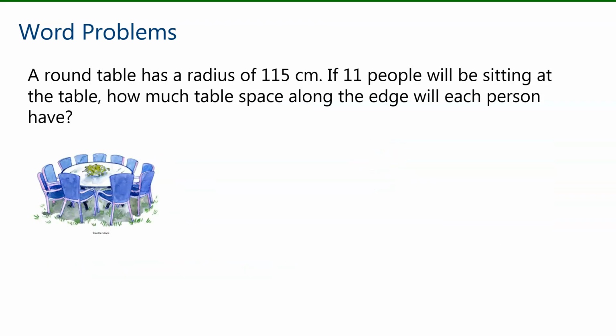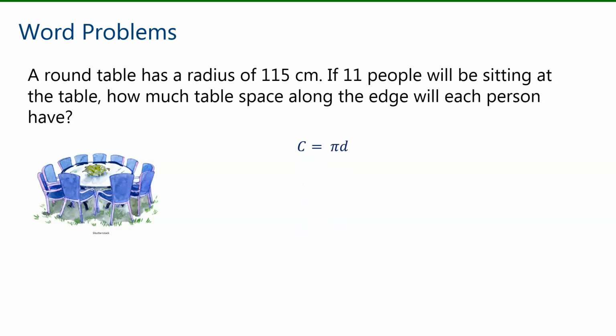Now for the next example, we have a round table with a radius of 115 centimeters. Now there's going to be 11 people sitting at the table. They want to know how much table space along the edge each person will have. So looking at the table, it's like how much space will this person have and this person along the edge. So we should start by finding the circumference of the table.